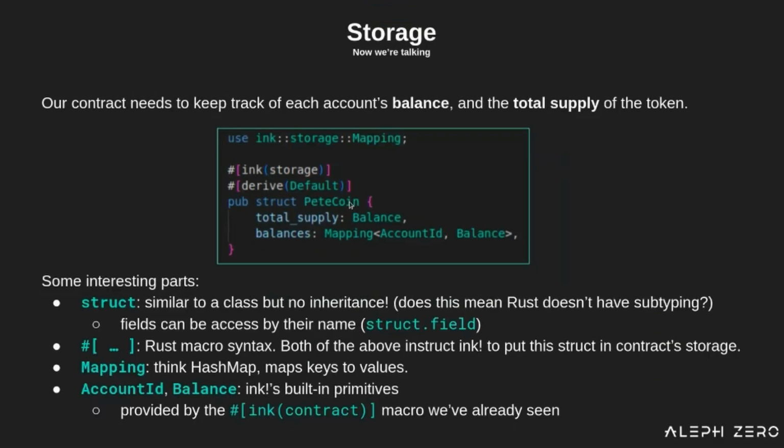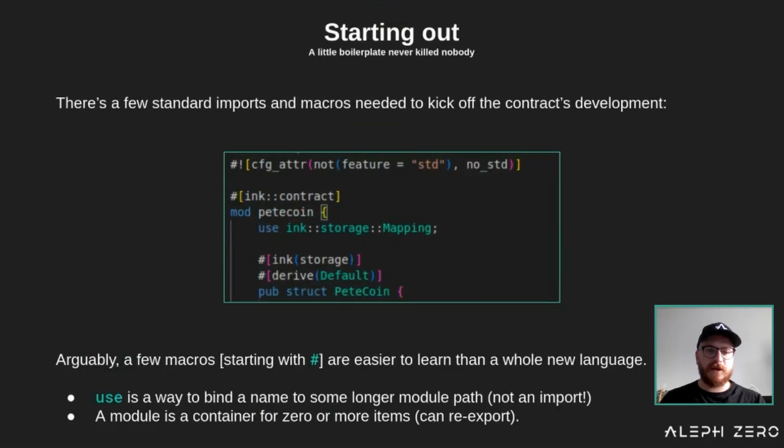You put the Ink contract macro on the module, and a module is basically a container for some items. You can think of it as a namespace if you're familiar with C++, maybe a little more expressive than a namespace, actually. And use is, well, I want to say an import, but it actually is not an import. It's just binding a longer path to a name, basically. This is quite similar to what you get in C++. For example, Ink contracts don't execute any code when you do a use, so this is different than, say, Python. In that sense, it's a use and not an import.